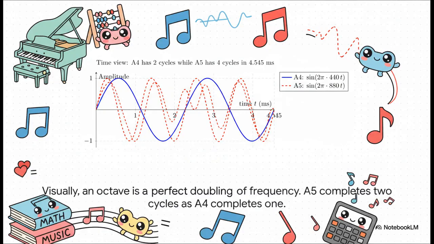And check this out. This visualizes the whole idea perfectly. This graph shows the sound waves. The solid blue line, that's our lower note, A4. The dashed red line is the higher one, A5. You can literally see that in the time it takes A4 to do one full up and down cycle, A5 completes exactly 2. It's that simple, elegant relationship that our ears just love.